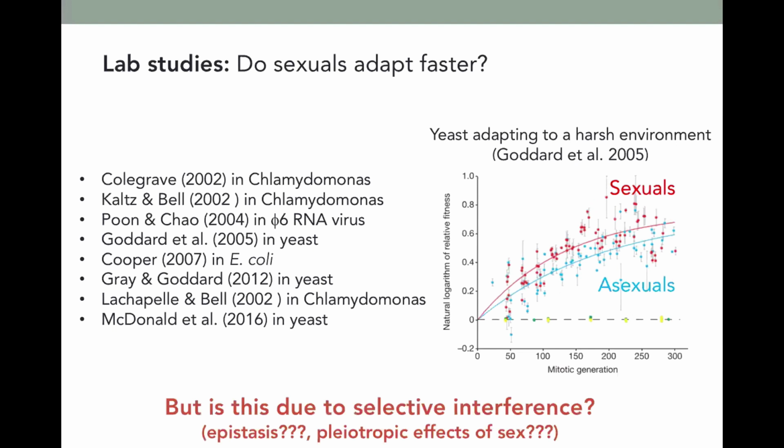One of the challenges of these studies, though, is that it's difficult to tease apart the mechanism. So sex is adapting faster, but is that due to selective interference? Or maybe there's epistasis going on, that is fitness interactions, not the multiplicative independent assumption that I've assumed so far. Or there might even be direct pleiotropic effects of sex. For example, epigenetic reprogramming following meiosis can be quite a bit different than that following mitosis.